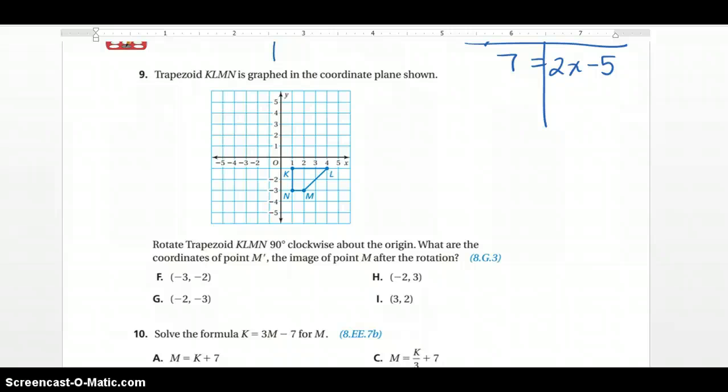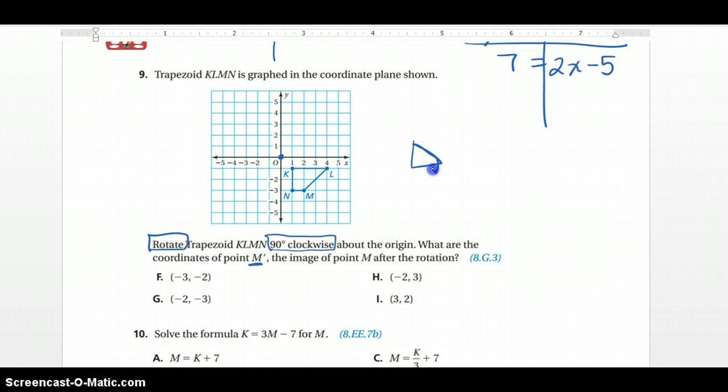Number 9. Trapezoid KLMN is graphed in the coordinate plane shown. We need to rotate our trapezoid 90 degrees clockwise about the origin, which of course you know is 0. What are the coordinates of just M prime, the image of point M, after the rotation? Well, my best advice to you is to get a piece of tracing paper, trace over your trapezoid, put your pencil on the origin, and rotate it clockwise.